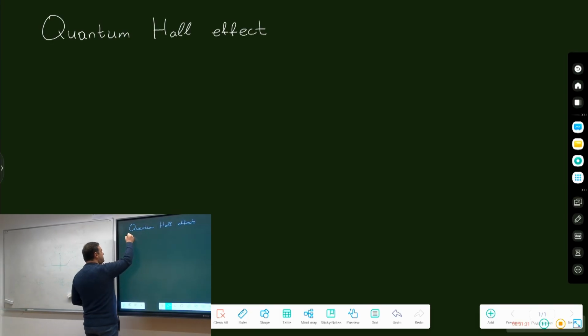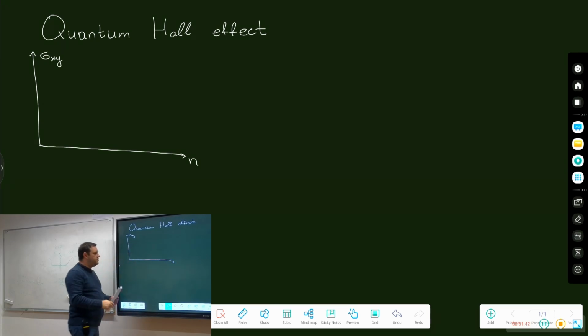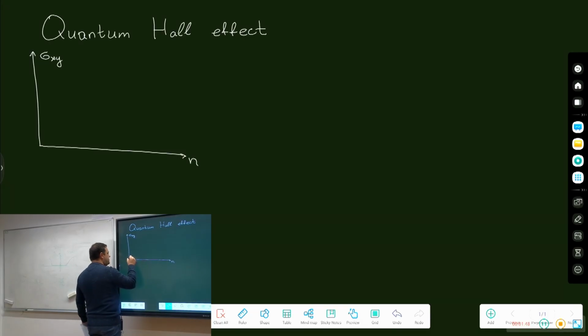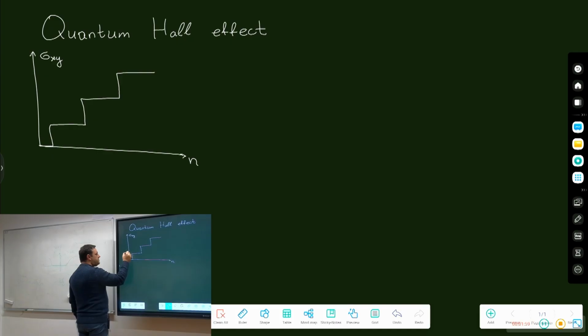So quantum Hall effect is the dependence of sigma xy, Hall conductivity, on the concentration of electrons. This is very important, that we have concentration here and not anything else. And as a function of concentration, we have some steps here. These steps occur at integer values of e squared over h. This is 1, this is 2, and so on. This is 3.